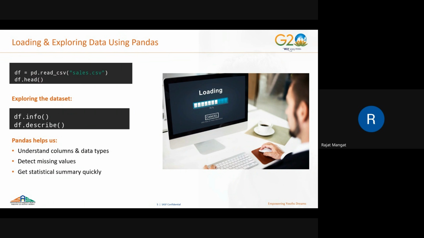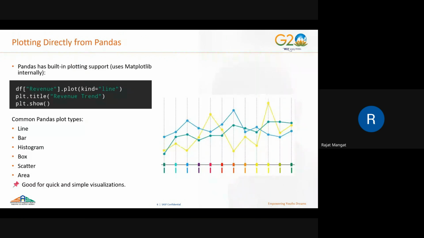So pandas helps us understand the columns and data types, as I told you right now, detect missing values as we have done in earlier sessions, and get a statistical summary quickly, basically an overview of what the data contains. So everything related to cleaning, understanding the data, and making it organized data to use for visualization, pandas does for us. Now after that we will be seeing directly importing from pandas.